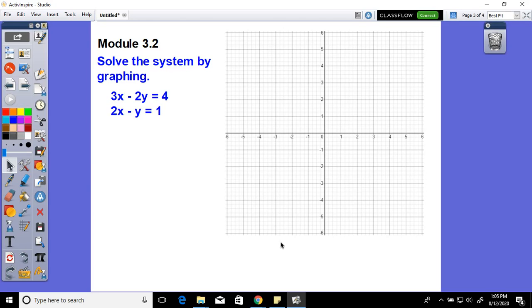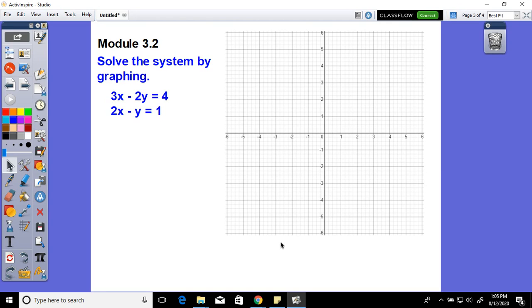Okay, so this is module 3.2, solving systems of equations by graphing. We're going to be looking at a 2x2. Later on, we'll look at a 3x3. 2x2 means that there's going to be two equations, two variables, x and y.